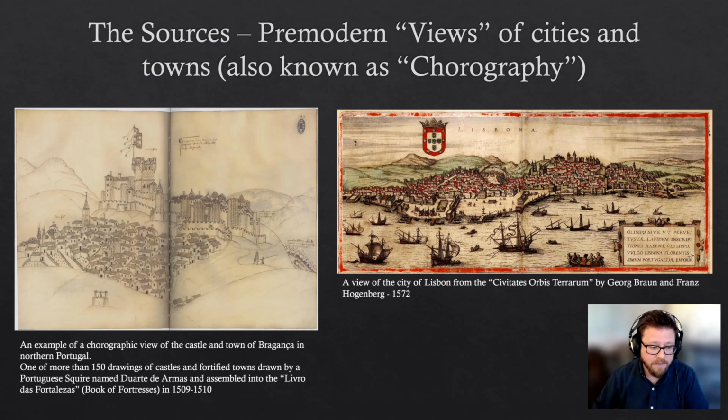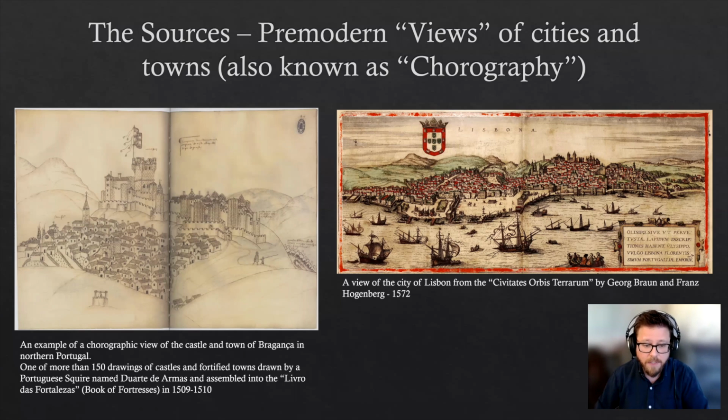And so on the left, we have an example of a project I've been working on for quite a while called the Book of Fortresses. And this is a source from 1509, 1510 that has about 150 drawings of castles and fortified towns by a Portuguese squire whose name was Duarte de Armas. He also does a number of plan views as well.